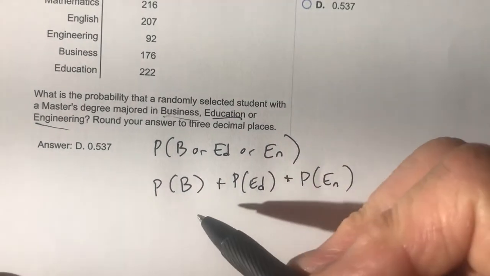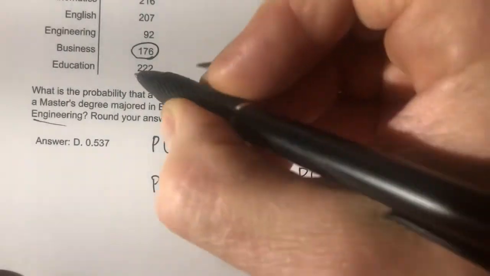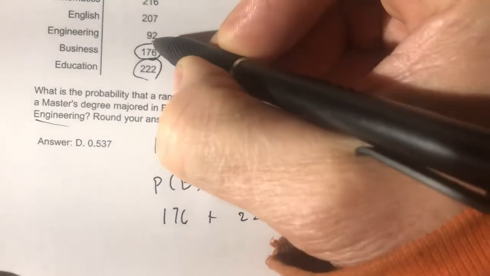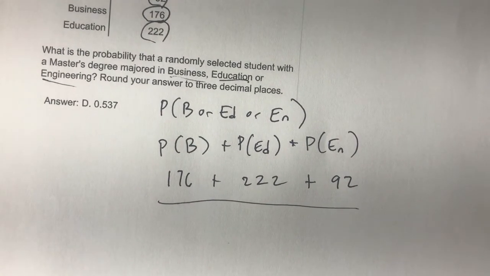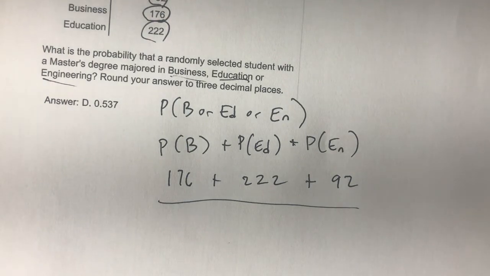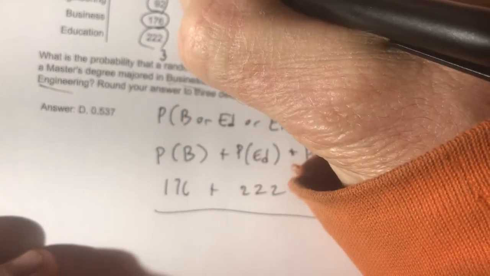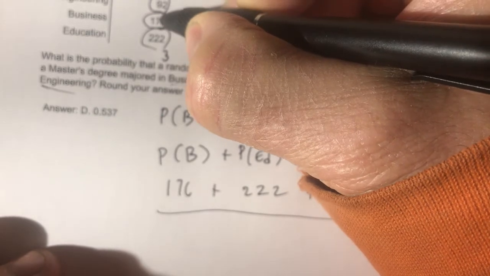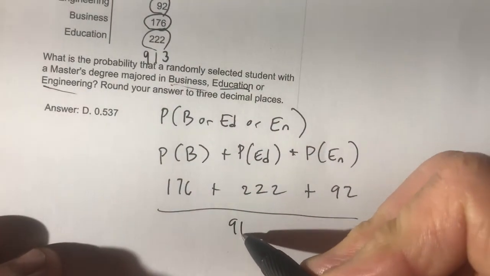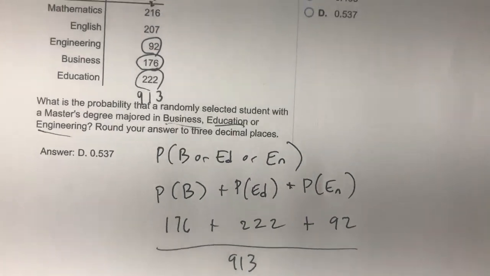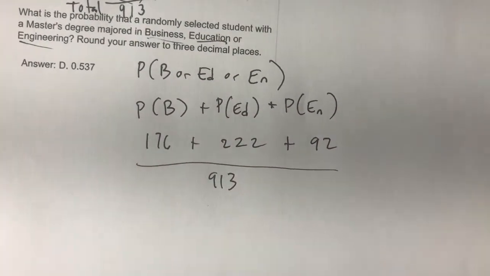So probability that he's business is 176 right here. See that? Education 222. Engineering right there, 92. Divided by the total. Okay. Now, are these the same numbers from the previous question? No, they're different. So 13, 15, 21, 23, 2, 3, 12, 19, 21, 2, 4, 6, 7, 913. So you just add those up. I did them in my head, but you just do them with the calculator. Add these up. This is your total. So that goes there. I'm going to divide. So I add these up and I divide by the total.